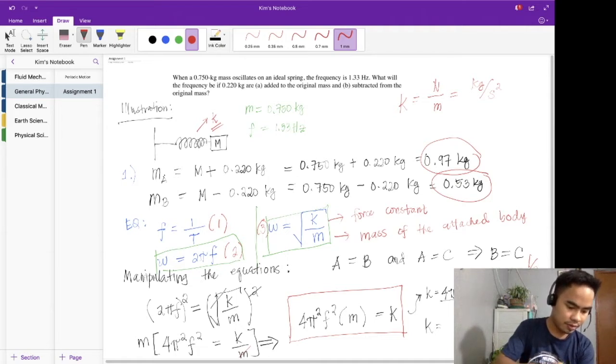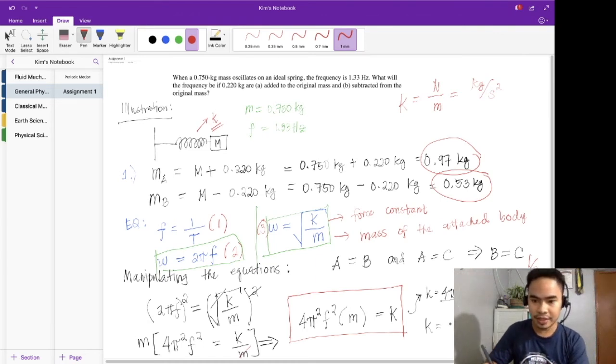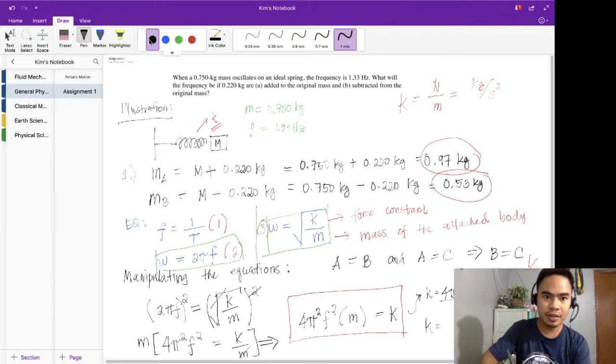Okay, let me work with my calculator. 4 pi squared, you multiply it by 1.33 squared, and then you plug in the mass, 0.750 kilograms. So you will get the force constant k, rounded off to two decimal places, to be 52.38.